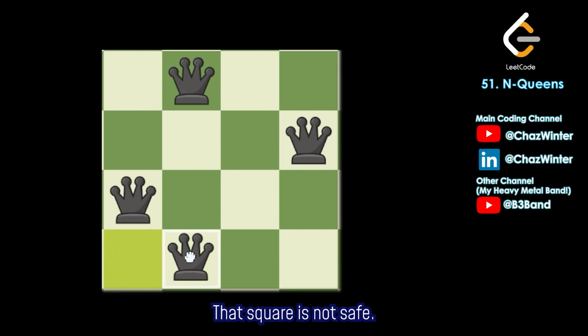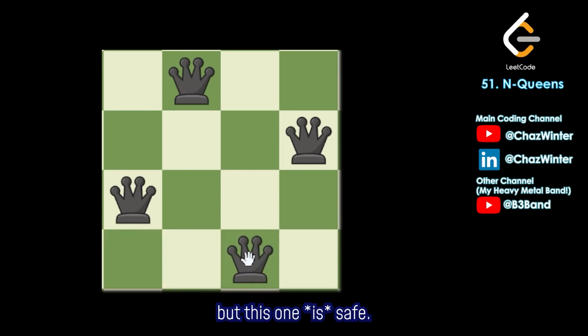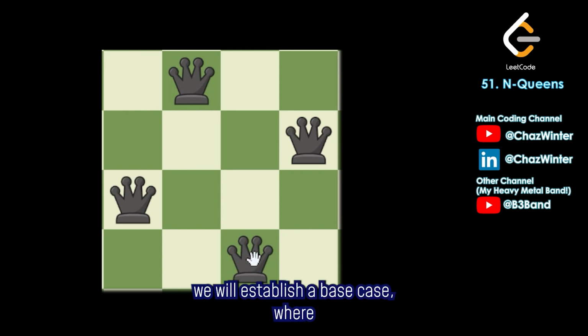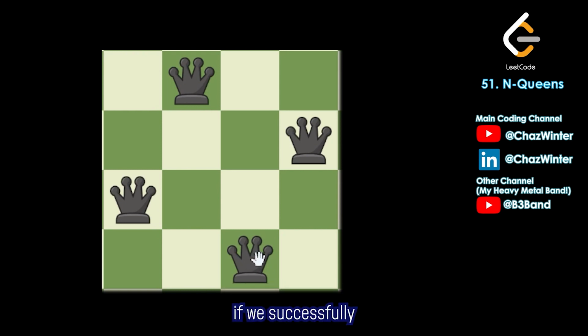That square is not safe. That one's not safe, but this one is safe. So we have actually completed the board at this point. So now what? What'll happen is we will establish a base case where if we successfully fill all 4 rows, then we will submit this as a solution to the problem. We'll add this to the list of solutions, essentially.